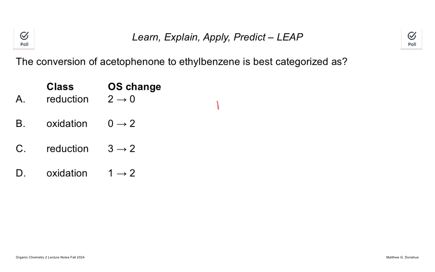So if we were to take acetophenone, we said was at oxidation state 2. We did a Clemmensen reduction to make ethylbenzene at oxidation state 0 because the number is decreasing, 2 to 0. That has to be a reduction. So our answer here is A. So a reduction is a decrease in oxidation state.